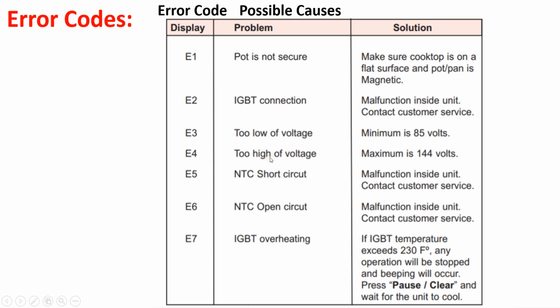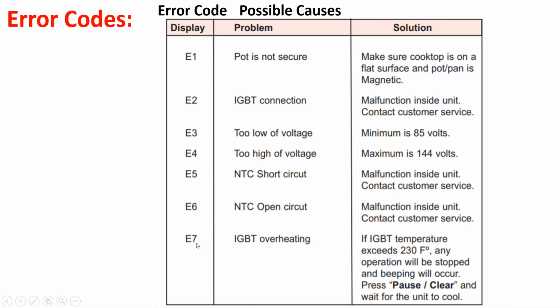E4 error code will be displayed whenever the incoming AC voltage is too high. Maximum allowed is 144. If the incoming voltage goes above this, then this error code will be displayed. E5 error code will be displayed whenever the NTC, that is negative temperature coefficient of resistance thermistor, is short circuit. This needs to be further serviced by a professional. And E6 error code will be displayed whenever the same thermistor is open circuit. So this also needs to be further serviced.